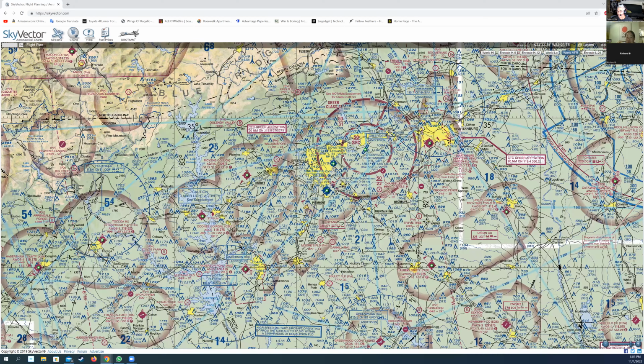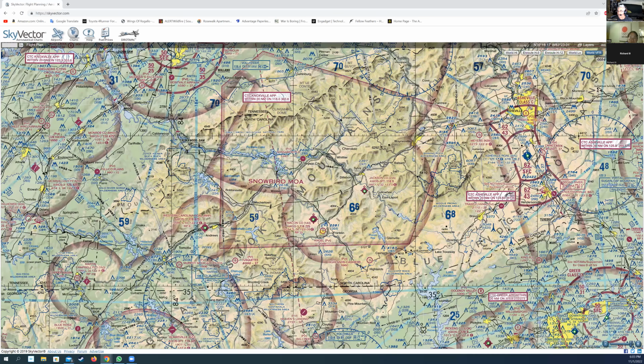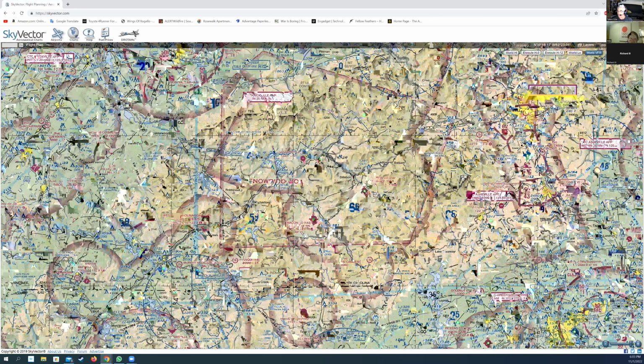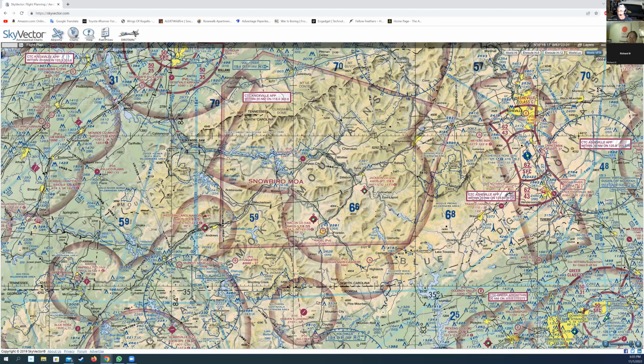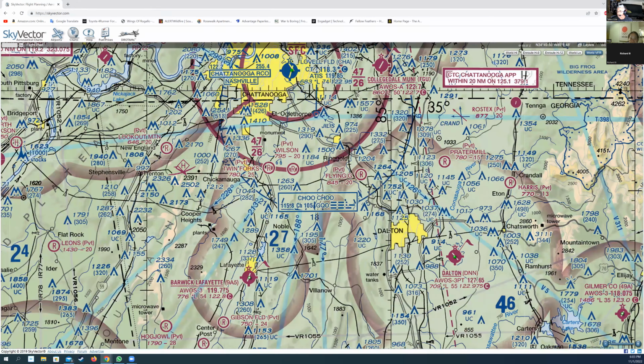McGee Tyson, that's definitely Tennessee. Lovell Field, Chattanooga. So there's Chattanooga here. So there we go. Probably Lookout right there. Okay, so Lookout.